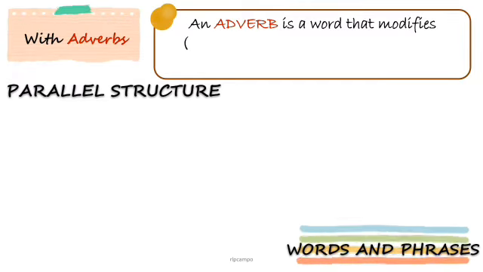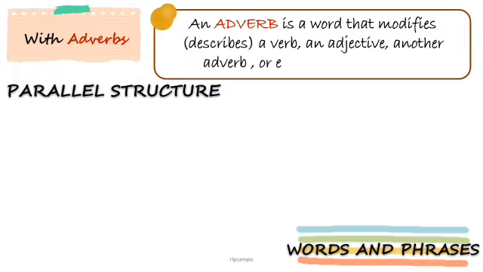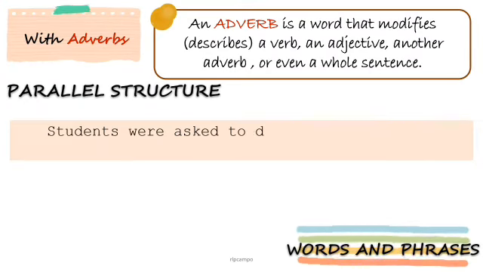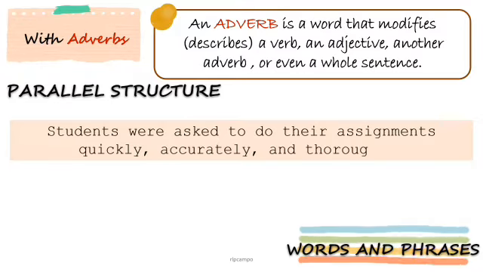Next is adverbs. An adverb is a word that modifies or describes a verb, an adjective, another adverb, or even a whole sentence. Adverbs often end in ly, but some look exactly the same as their adjective counterparts. Example: students were asked to do their assignments quickly, accurately, and thoroughly.